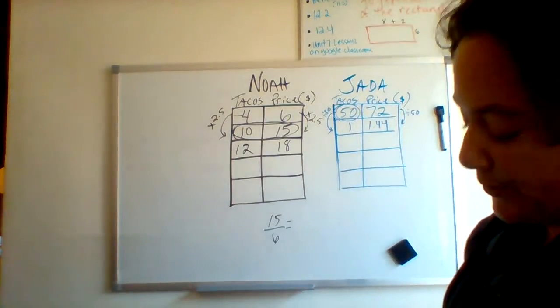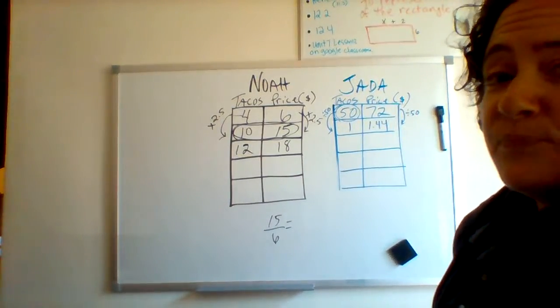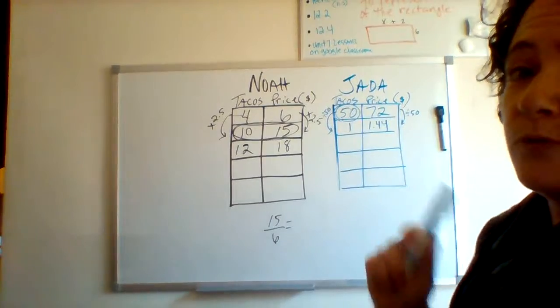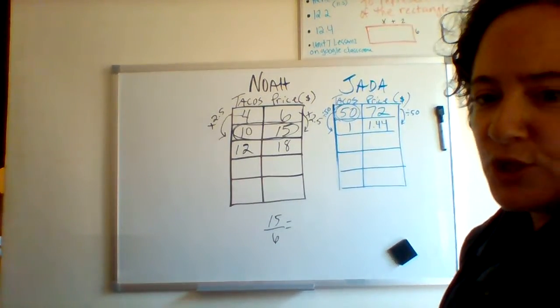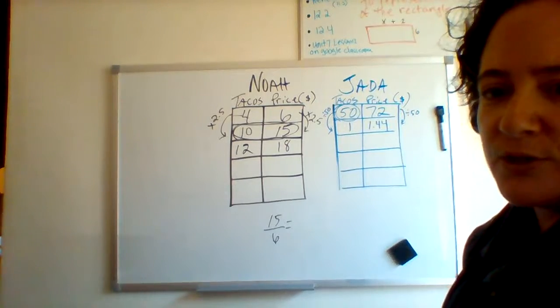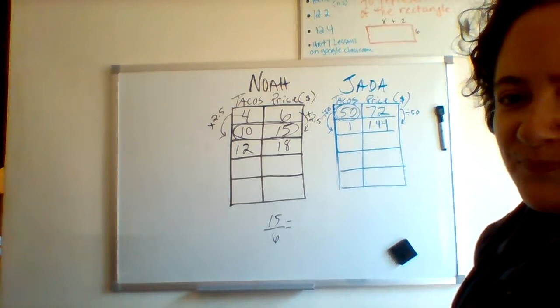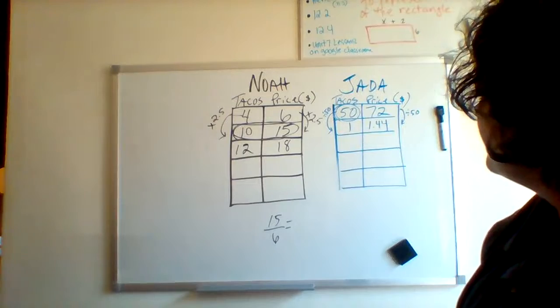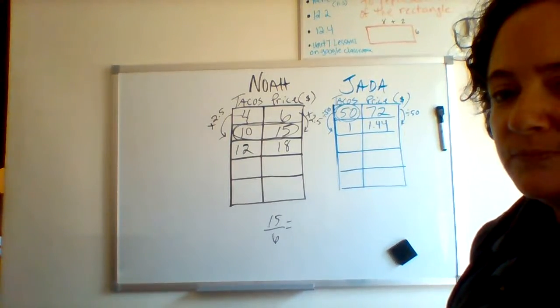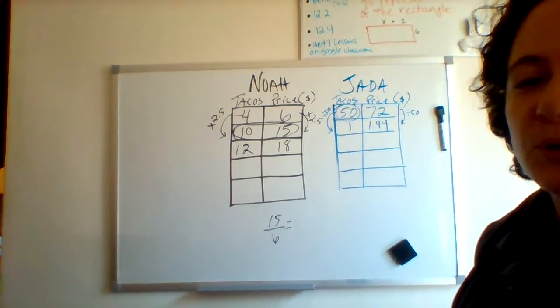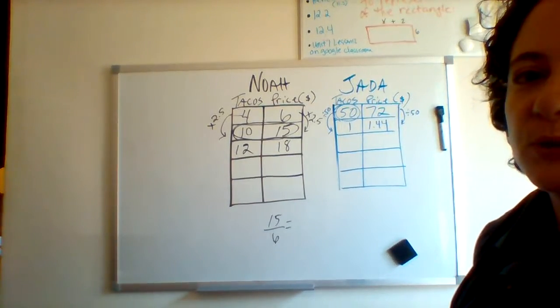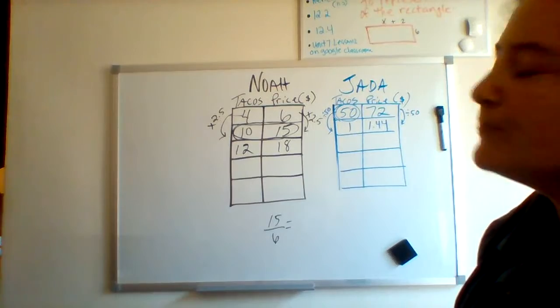Now I have a question for you. Is that a lot of money? Do you think $1.44 for one taco is a lot of money? Yeah, now it seems like it's reasonable, right? Because it's for one taco, $1.44. That seems a lot more reasonable.